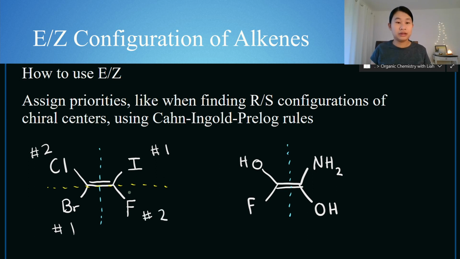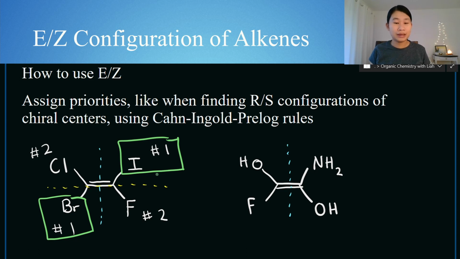Now let's look at this yellow line and see where the priorities lie. We see that priority number 1 lies on this side of the yellow line, and priority number 1 on the other side is going to lie on this side. Because these priorities lie on opposite sides of the yellow line, this alkene, just meaning a compound with a double bond, is going to be E configuration.